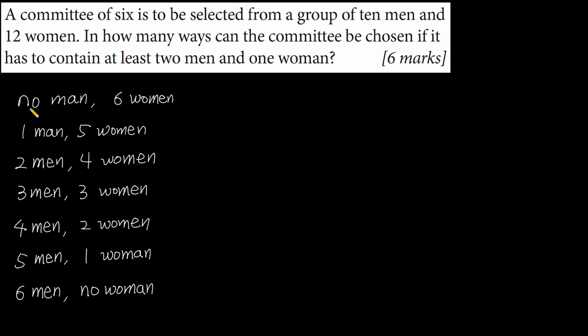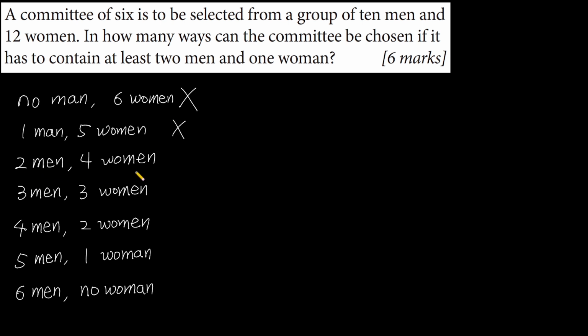For the first case, no man, 6 women. This case does not fulfill the requirement because it requires that the committee has to have at least 2 men, and this case has no man. This case also does not fulfill the requirement because it requires at least 2 men, but this case has only 1 man.